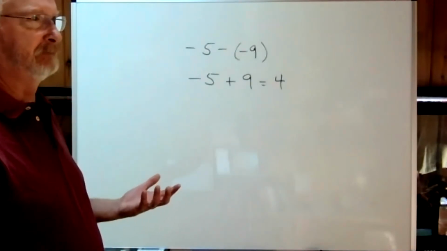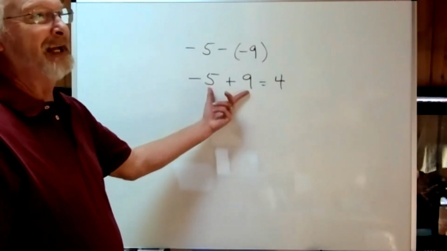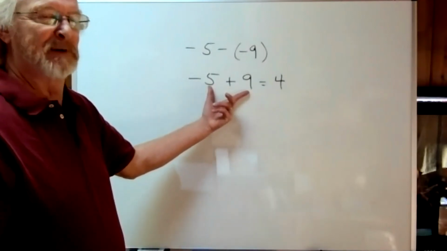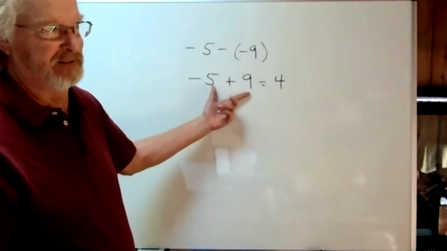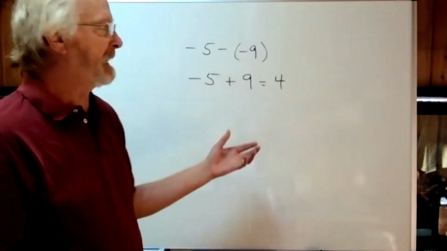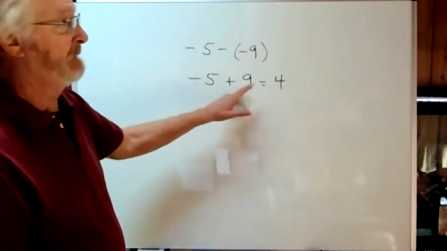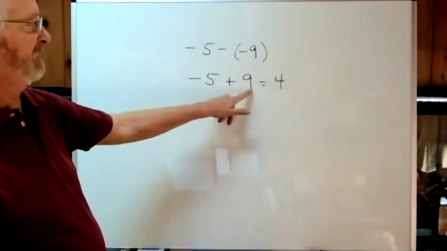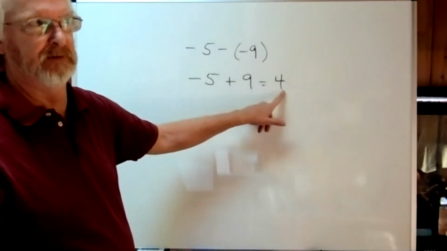Haven't said it yet, but hopefully it has made sense. If we're adding two numbers with opposite signs, we actually find their difference. What's the difference of 9 and 5? And then apply the sign of the larger absolute value. 9 was a bigger size than 5. The plus was bigger than the minus. So this result was positive.